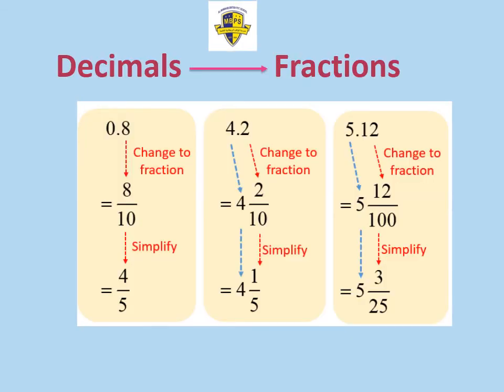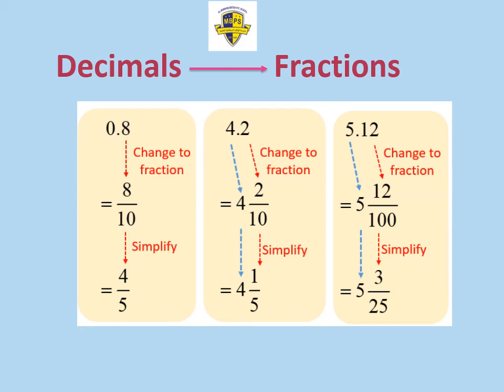Now, how do we convert decimals to fractions, the opposite operation. The first example, 8 tenths. We read it 8 tenths, 8 in the 10th place. So the denominator here is 10. So 8 out of 10. You can simplify it. 8 divide 2, and 10 divide 2. This is 4 out of 5.